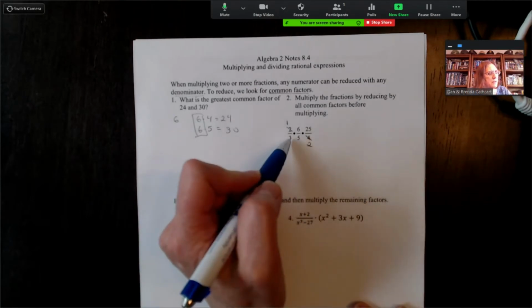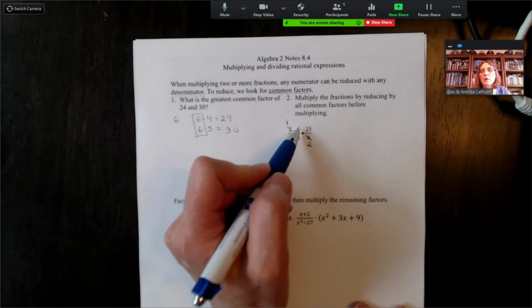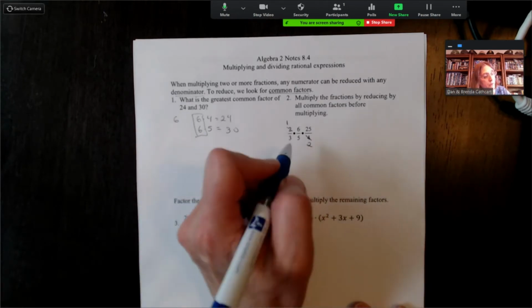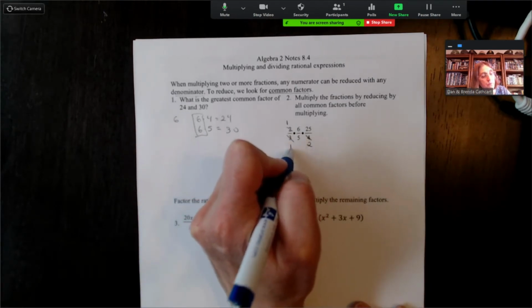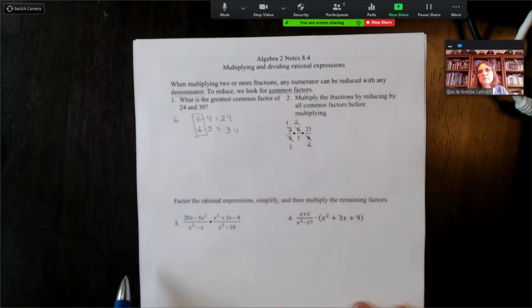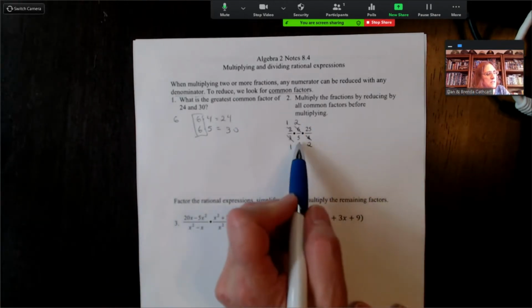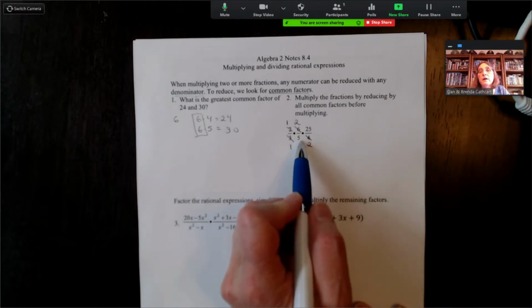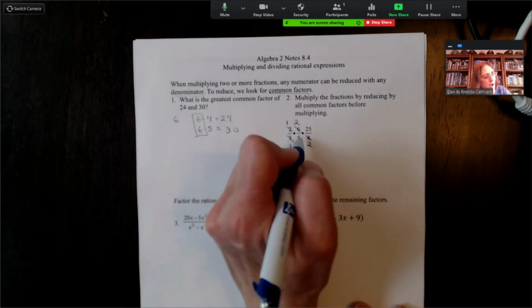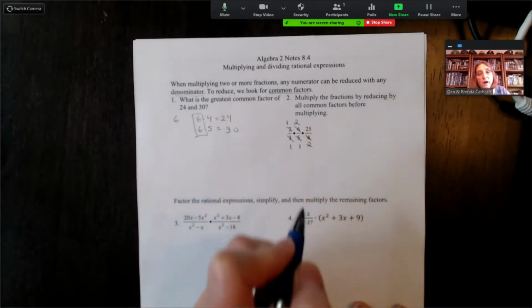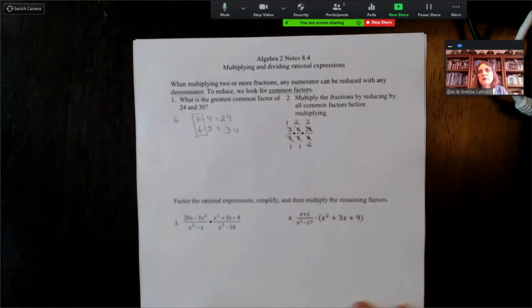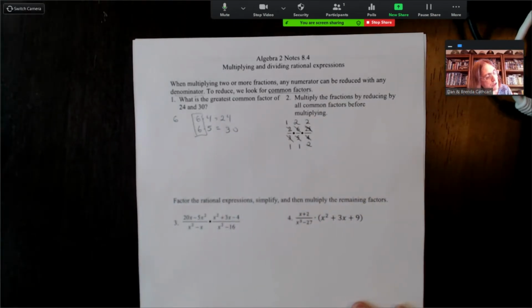We also see that 3 and 6 have a common factor of 3, so I can reduce each one of those by 3. 3 divided by 3 is 1, and 6 divided by 3 is 2. Finally, we see the same thing with 5 and 25. They each have a common factor of 5, so reducing by 5, 5 divided by 5 is 1, and 25 divided by 5 is 5.